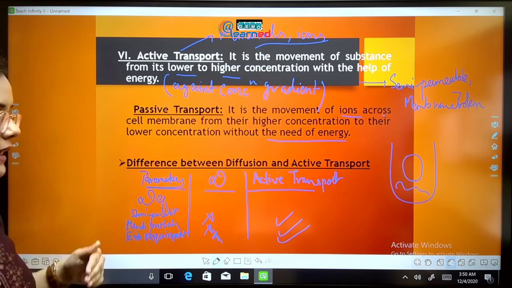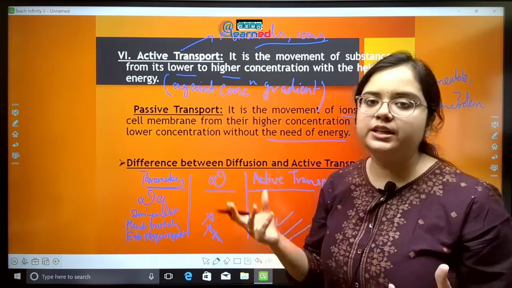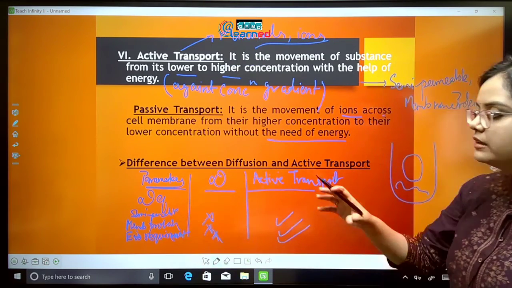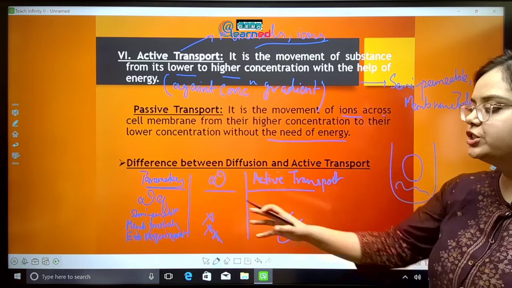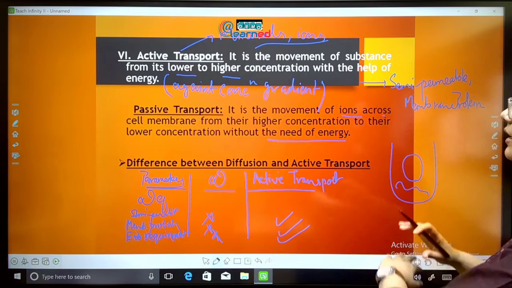Okay, if you can think of any other difference between the two, then obviously you are permitted to write that. I can think of these only, and these almost make up the definitions of these two processes as well. So this is the entire thing.